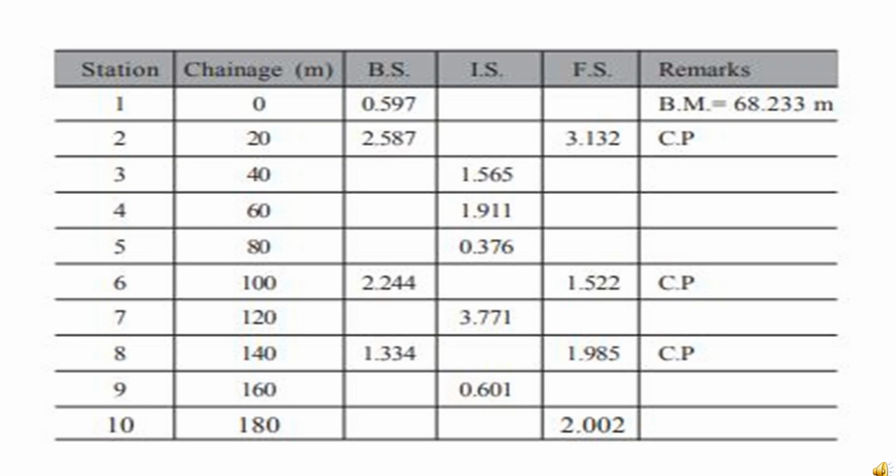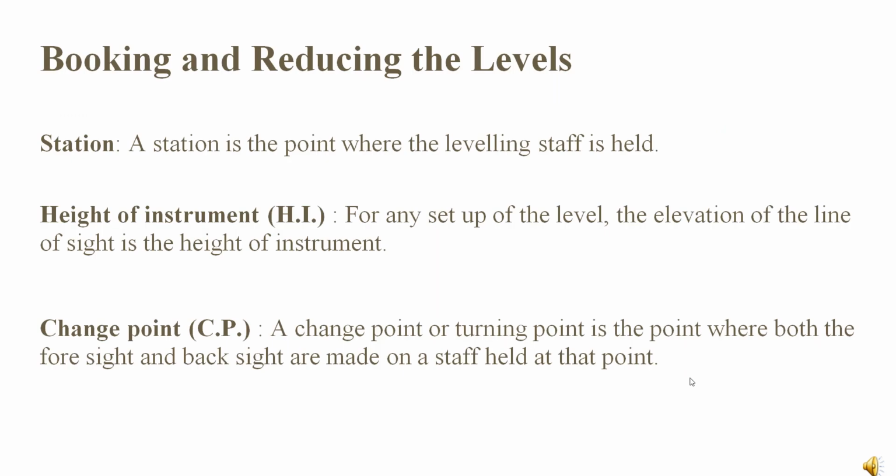The table is given as follows along with station, chainage, backsight, intermediate sight, foresight, benchmarks and change point. Now let's go through some important terms related to the question. Station: a station is the point where the leveling staff is held. Height of instrument or height of collimation: for any setup of the level, the elevation of the line of sight is the height of instrument.